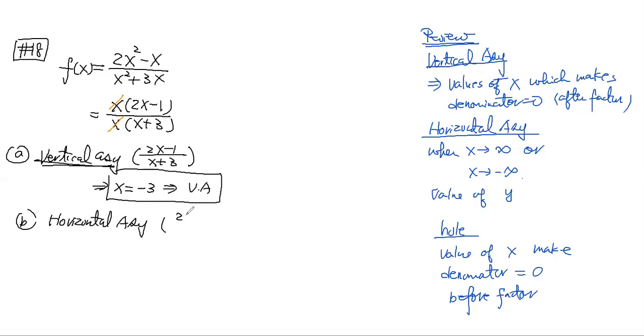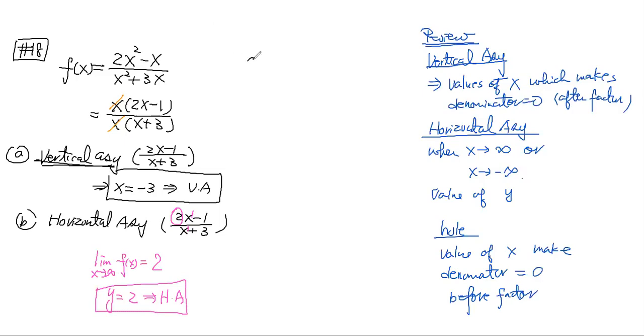Okay, so this is 2x minus 1, and this is x plus 3. After you factor, because right now they are running at the same speed, both are first degree, so you just compare the ratio. So that's why, when the limit of x approaches infinity, this function will approach 2, right? That's why you say y equals 2. This is your horizontal asymptote.